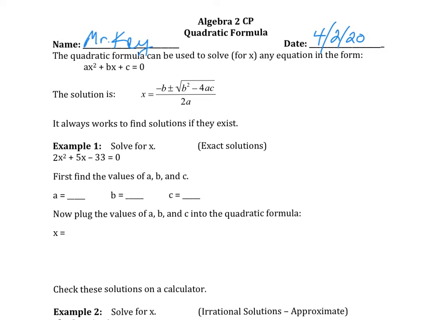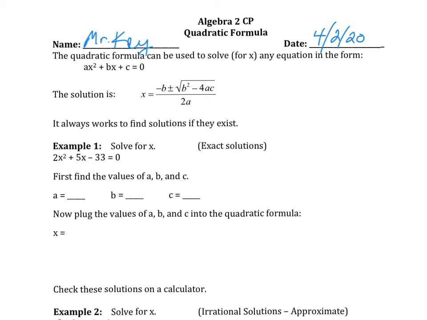the discriminant. So it says at the top, the quadratic formula can be used to solve for x, any equation in the form ax squared plus bx plus c equals 0. So what do we have there? We have a quadratic equation in standard form set equal to 0, which means y is 0, and we're solving for x. So what are we finding? The x-intercepts, or the roots.